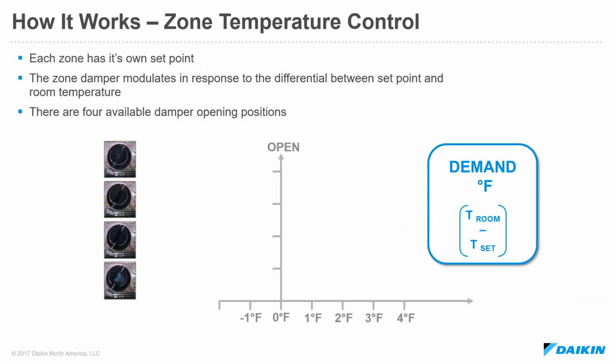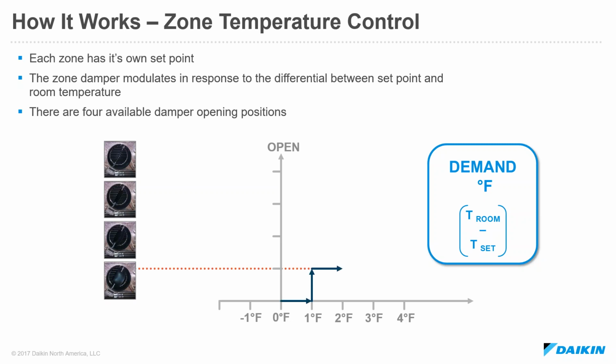So how exactly does the zone control work for each of these zone outlets? Each DZK zone outlet has its own set point temperature. And so that damper will modulate in response to the differential between that zone set point and the room temperature that is measured by the DZK thermostat. So ultimately, there are 4 available damper position openings. They're not just open and close dampers, but they also aren't fully analog. So you have essentially 4 capacity steps.